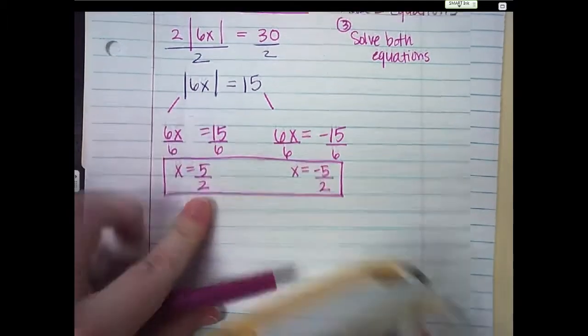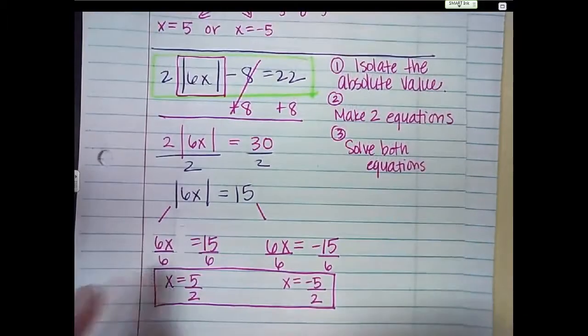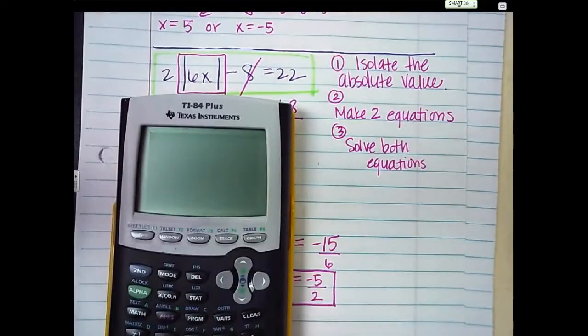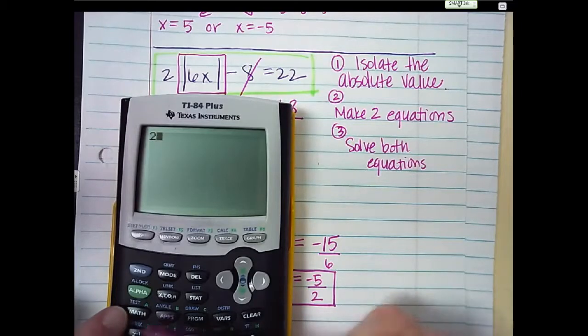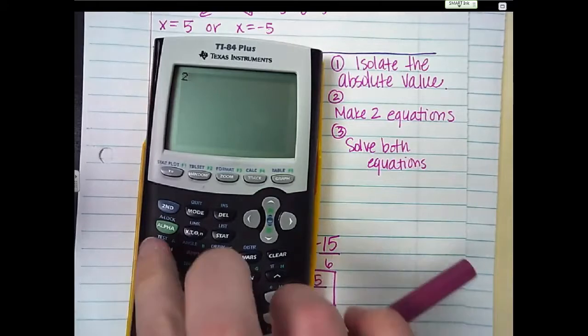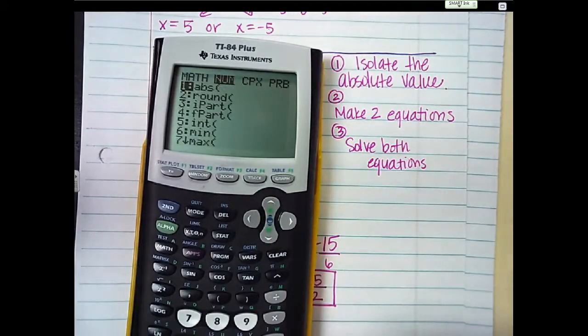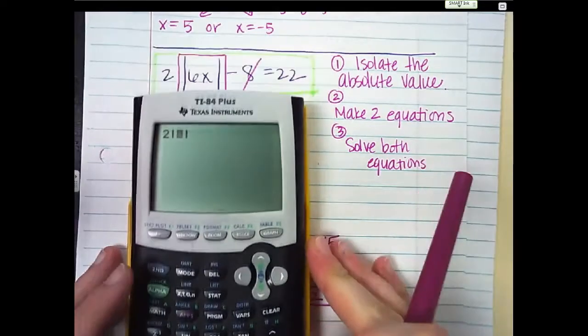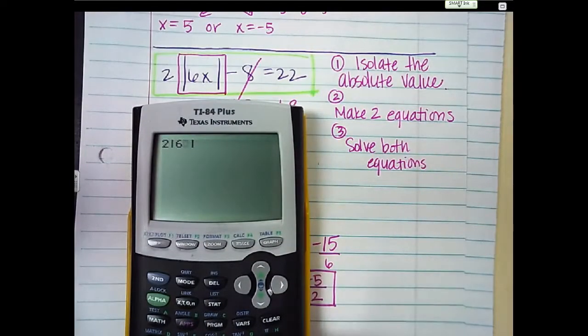I'll do 5 over 2 first. Go back to the original problem. So here's the original problem, and you put it in. Absolute value is under math. Press math and then arrow to the right. There's absolute value right there, the ABS. So I have 2 times, and then I put the 6 in. And I'm putting in for x 5 over 2.